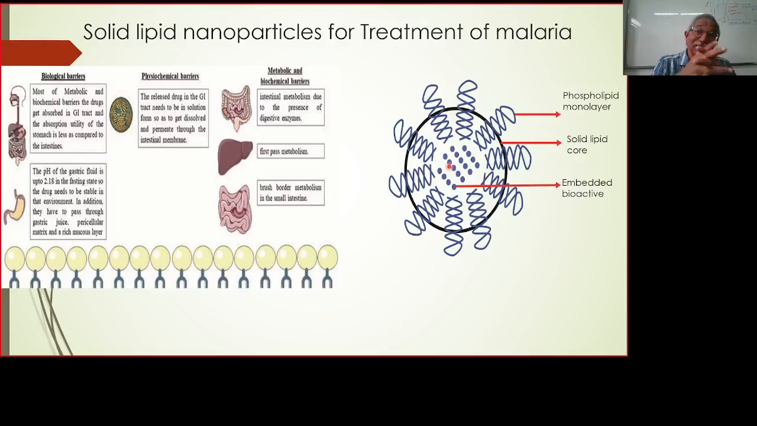And that's why people try to get nanoparticles for the treatment of malaria.